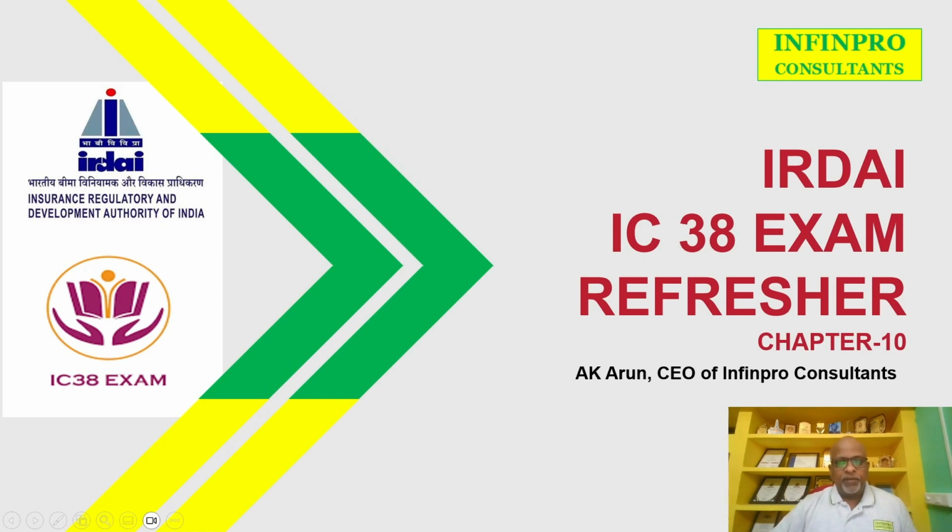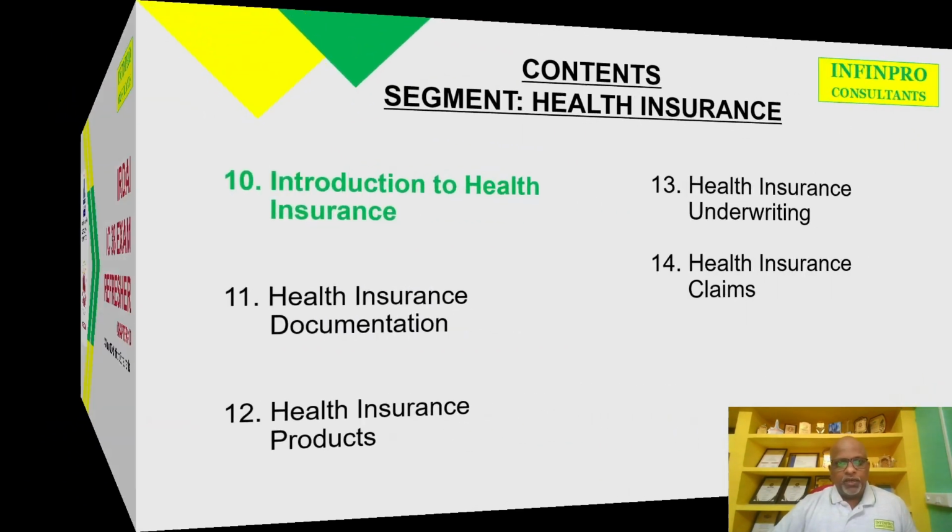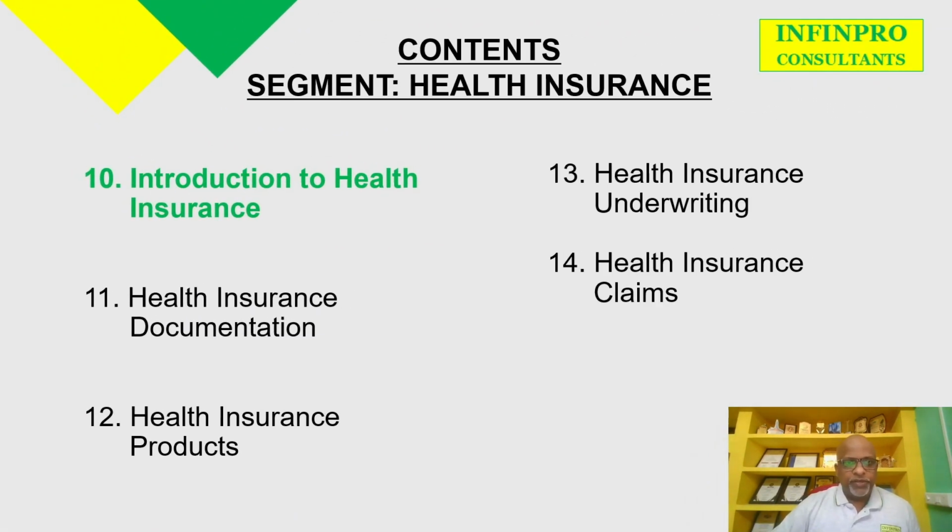Just a brief again. For all the candidates, you have to prepare yourself in both life segment and health segment, which includes 9 plus 5 chapters, 14 chapters put together. So we are in chapter 10, which speaks about introduction to health insurance, and as said earlier, we are commencing health insurance segment learning.